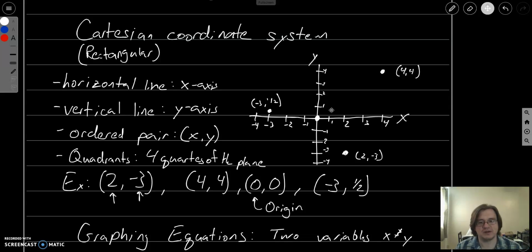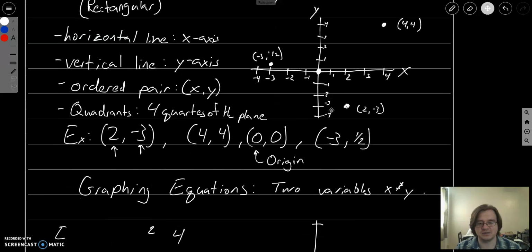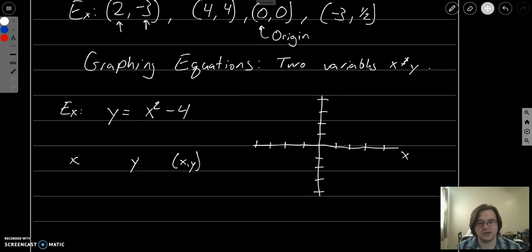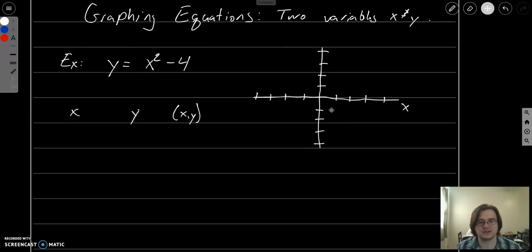So we can plot points for days, but something maybe a little bit more interesting will be graphing equations. And the way this works is we'll have an equation that will relate two variables. In this case, we are relating x and we are relating y. And when we're graphing an equation like this, one of the simplest ways to go about this is to plug some things in for x and see what y is equal to, so we can establish the coordinates.